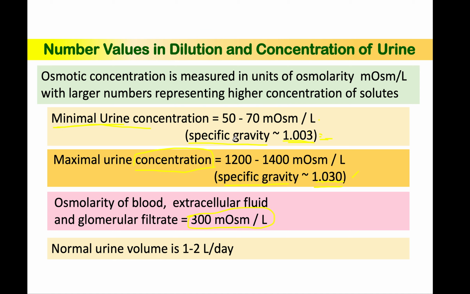Okay? So in diluted urine, it's 50 to 70 milliosmol. In concentrated urine, it is 1200 to 1400. So the body strives to keep its osmolarity always at 300 milliosmol per liter, both in blood and in the extracellular fluid.